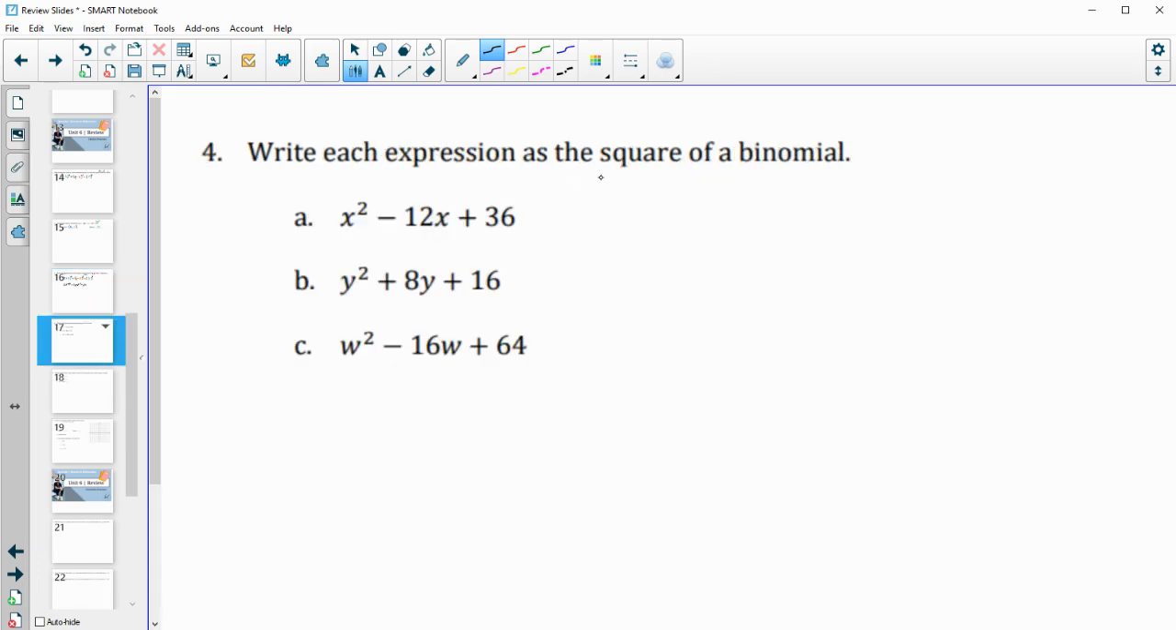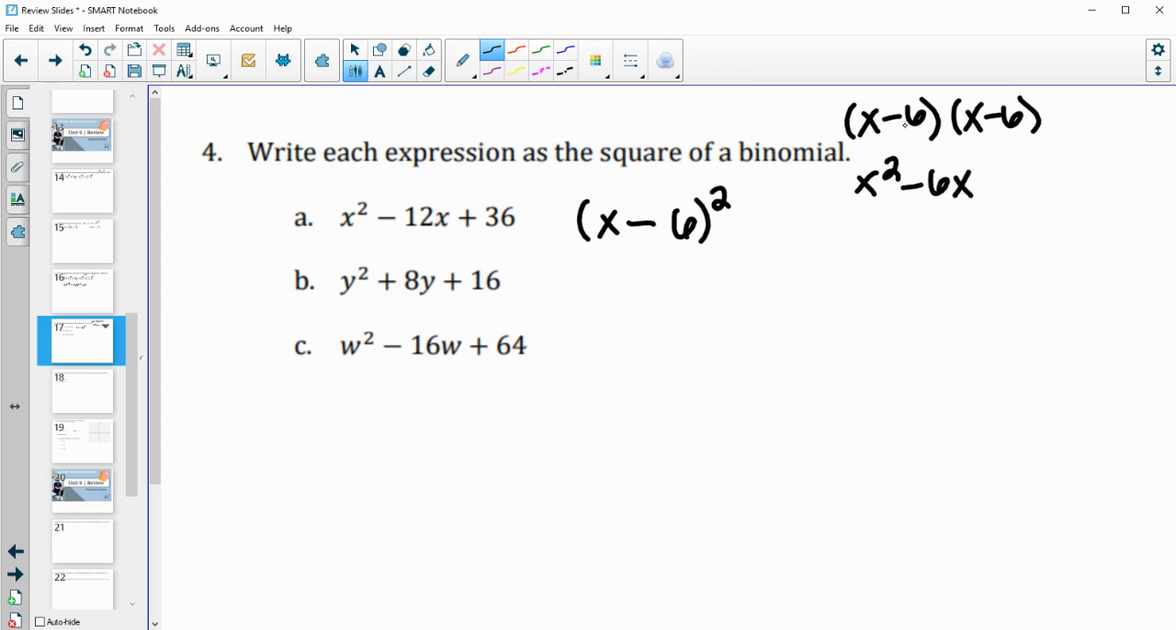All right, number 4, write each expression as a square of a binomial. So we want to figure out what number multiplied by itself gives us 36 and then adds to that -12. And so the square root of 36 is 6. And then we need it to be negative so that it gets us this -12. And so let me just do that off to the side here for this first one just to show you. So x times x is x squared. x times -6 is -6x. Then -6 times x is -6x. And -6 times -6 is +36.